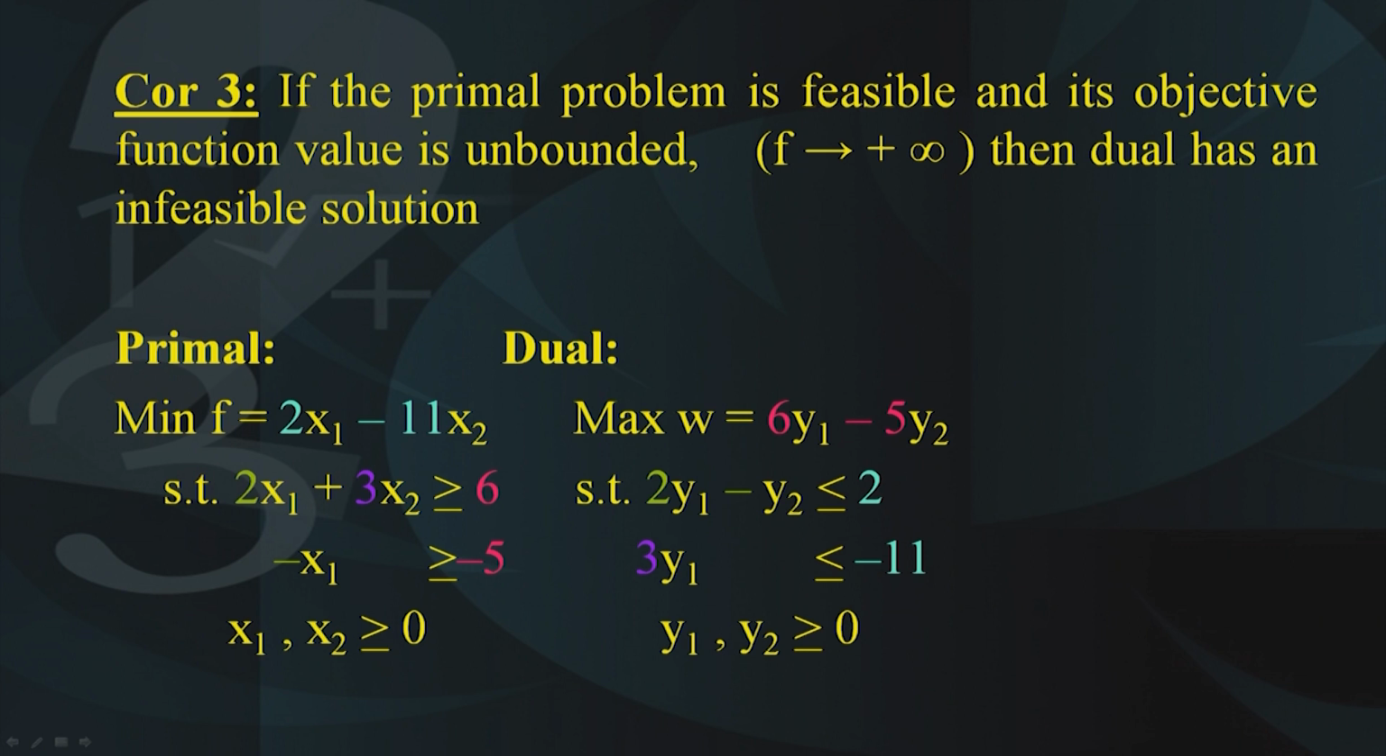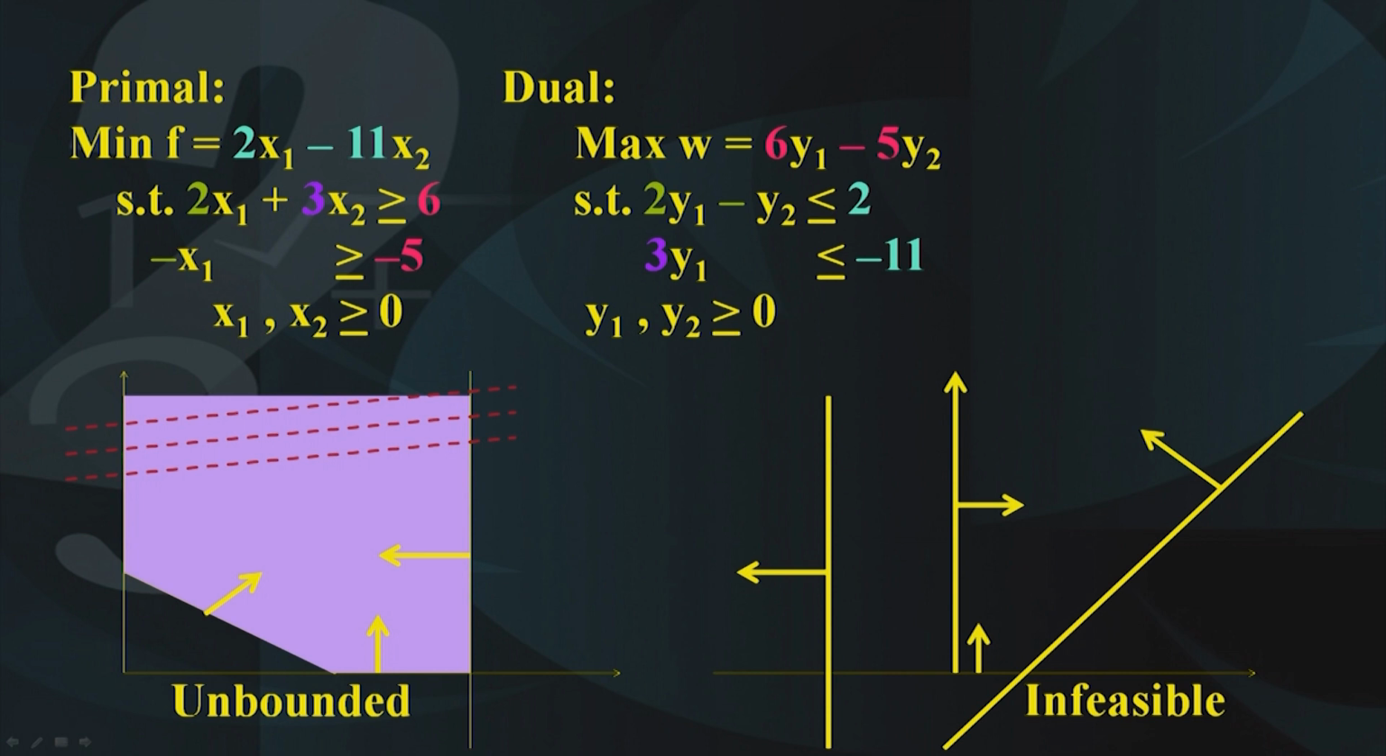Now, if you write the dual of this problem, the dual is maximization of w = 6 y1 − 5 y2 subject to 2 y1 − y2 ≤ 2, 3 y1 ≤ −11, and y1 and y2 are greater than or equal to 0. Next, let us look at the solutions and see what happens in the solutions. So, there are the solutions of the primal and the dual respectively. What do you find?